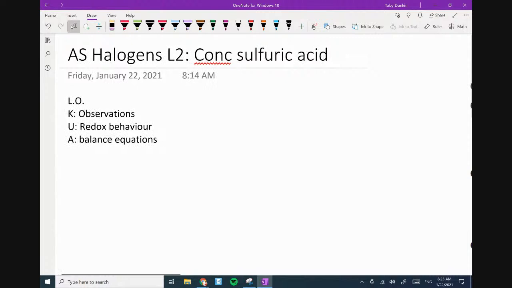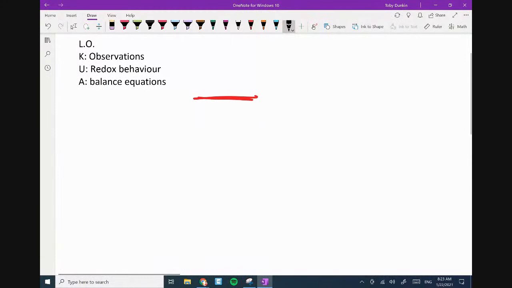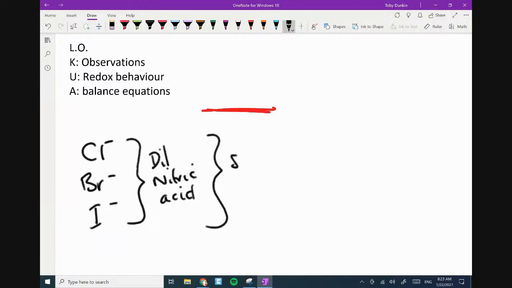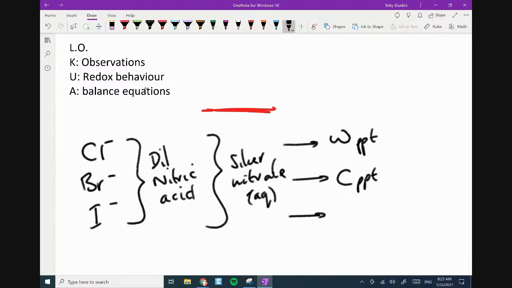We already understand that we can test for these halides with dilute nitric acid, followed by silver nitrate solution, aqueous. This is just a recap from the last lesson. We then see three colors: a white precipitate, a cream precipitate, and a yellow precipitate.